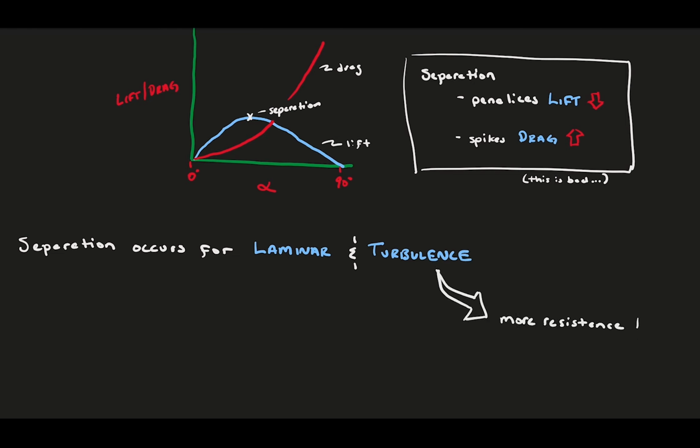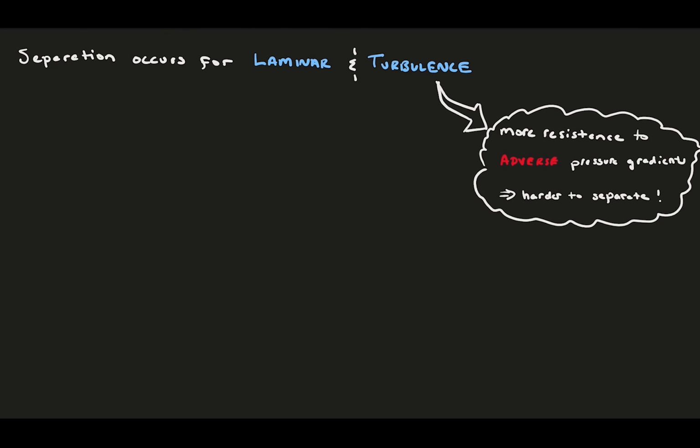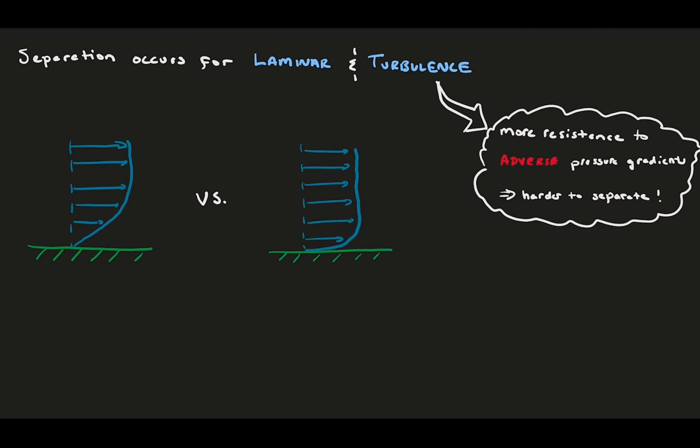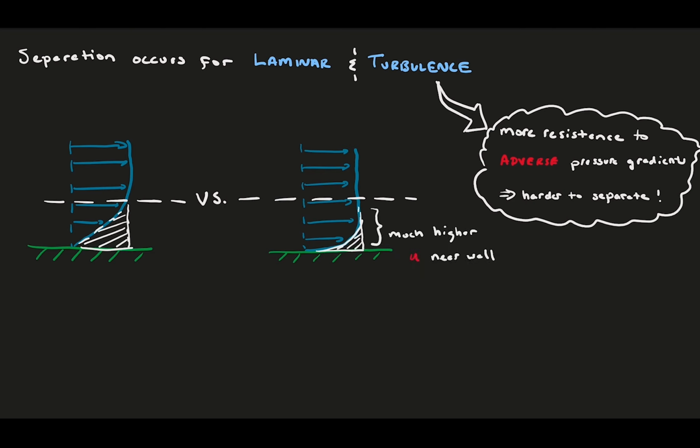Generally, turbulent flows are more energetic and have higher velocity near the wall, so they're much more resistant to adverse pressure gradients. To see this, let's compare a laminar and a turbulent boundary layer. The laminar boundary layer has much lower velocity in the region near the wall than the turbulent boundary layer. This means it's easier for the pressure gradient to stop the fluid in the laminar boundary layer than the turbulent boundary layer because it has much lower momentum near the wall. In other words, the turbulent boundary layer is more resilient against similar pressure gradients than a laminar boundary layer.